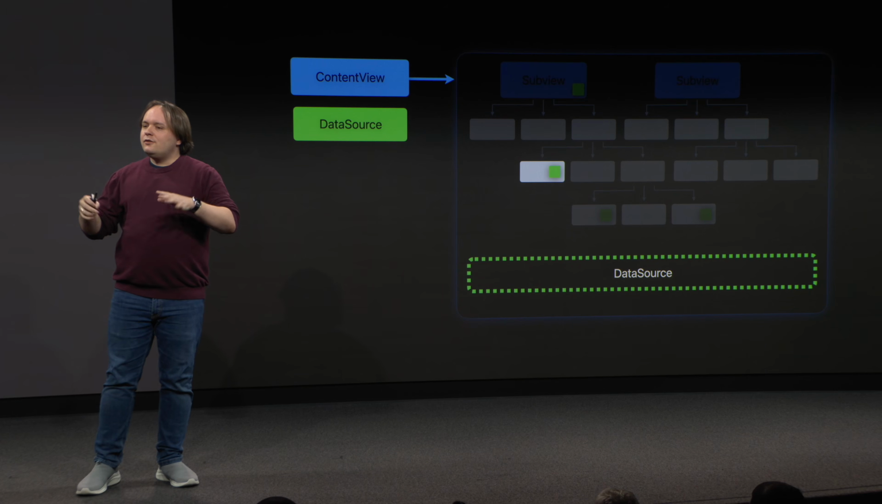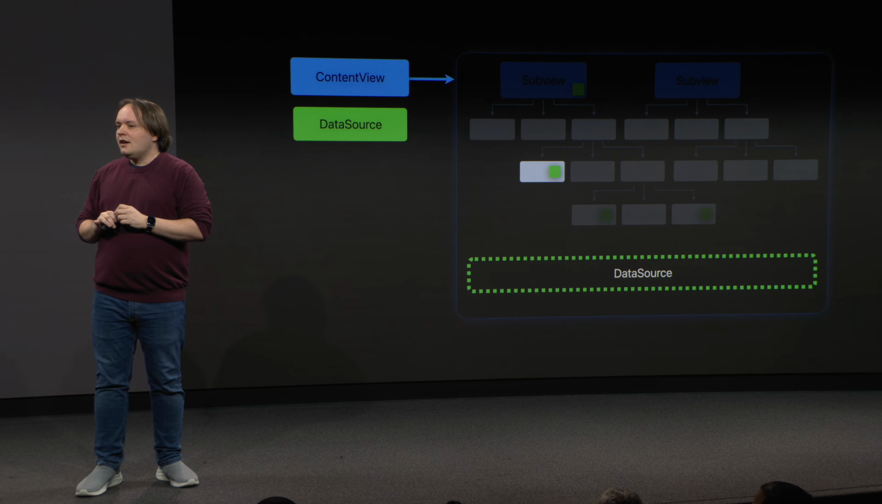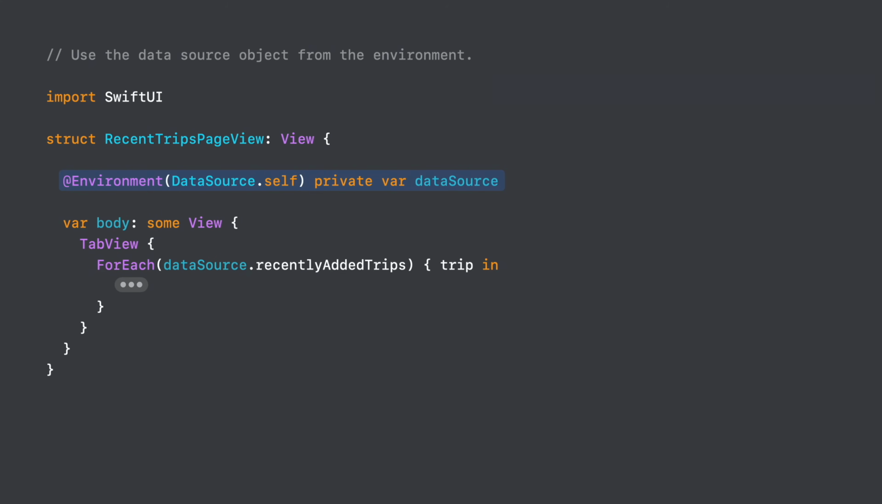The environment flows through the entire view hierarchy that it's applied to. A view just has to ask for a value from the environment, and SwiftUI will provide it. For example, deeper in the view hierarchy, the recent trips page view gets a reference to the data source by decorating a property with @Environment. SwiftUI will populate the value of this reference with the object of a matching type from the environment.